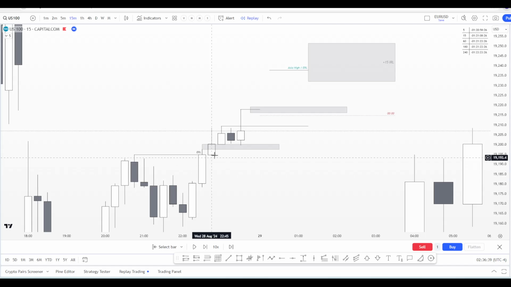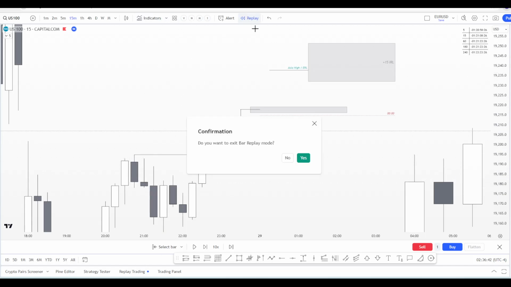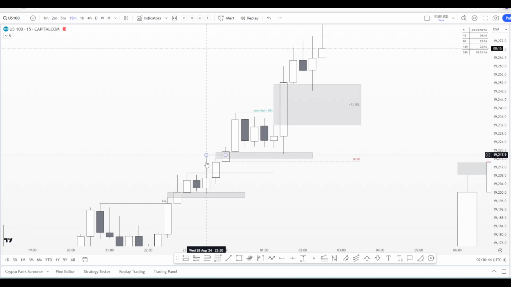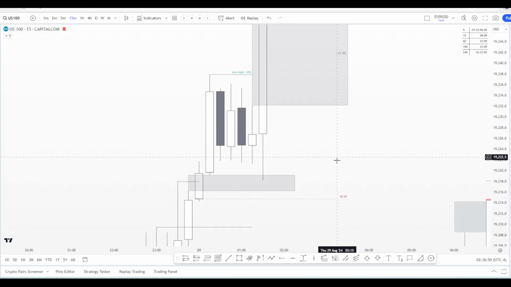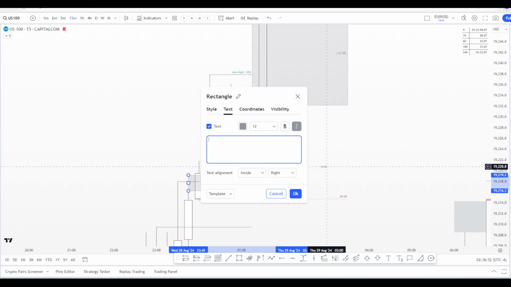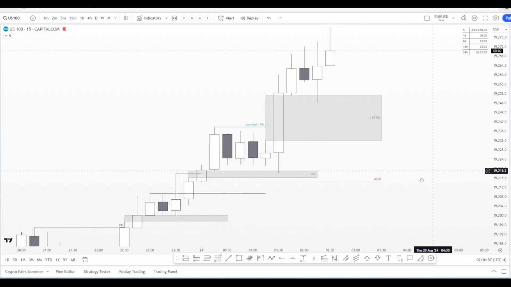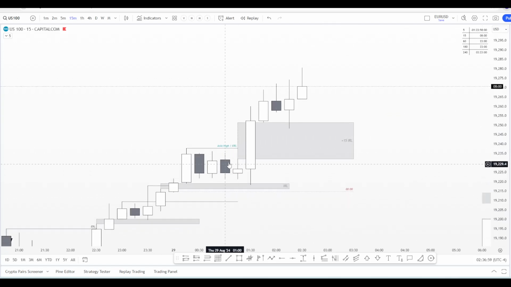We also had that fair value gap right here that we could have gotten into. But then we get the displacement here, and that could then give us the designed to go long in this internal range liquidity here. Internal range liquidity. All right, nice and easy.